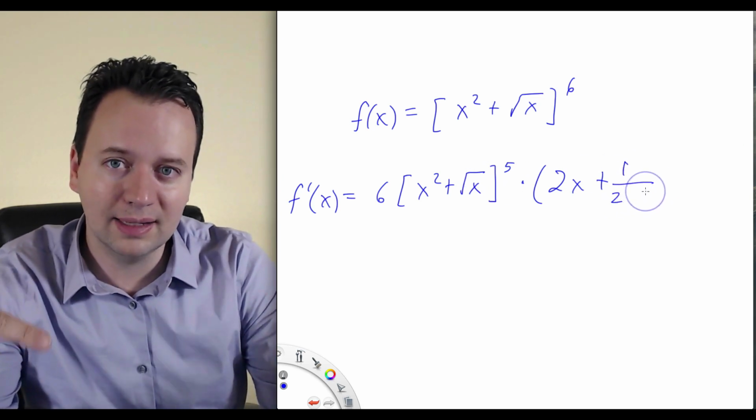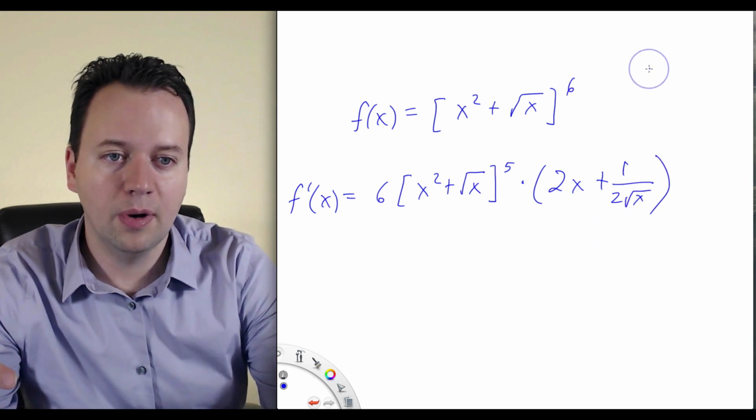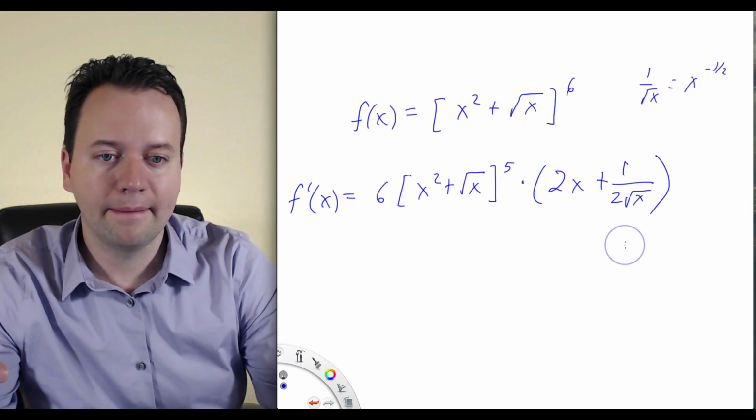The minus kicks it downstairs, and the 1/2 means it's still the square root. So it's just like that. Remember, 1 over root x is just x to the minus 1/2. So that's it.